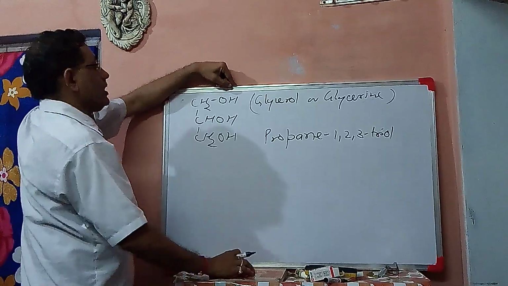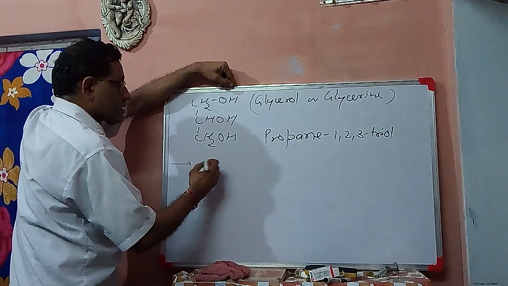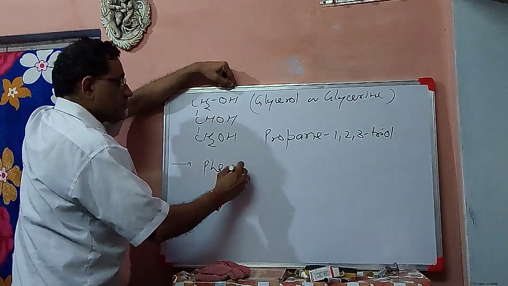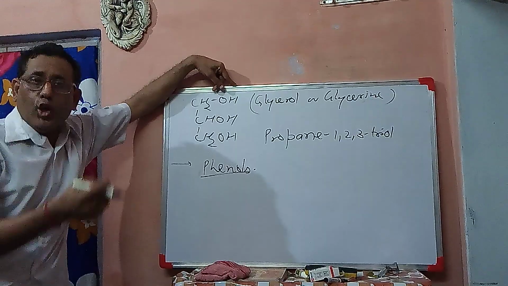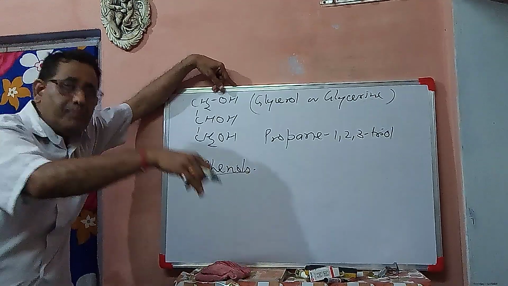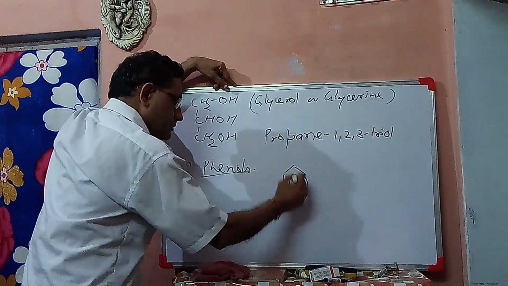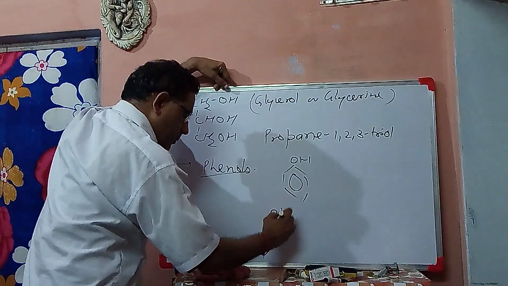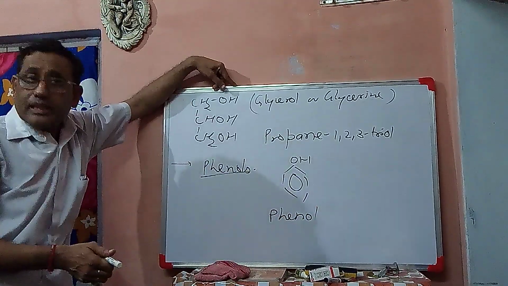Now we go for phenols. Clear? Phenols like this is phenol. ध्यान रखेंगे IUPAC नेमिंग में फिनॉल को एज ए IUPAC नेम एक्सेप्ट किया गया है. तो जैसे आपका ये कंपाउंड है, this IUPAC name is phenol. This is the IUPAC name. Clear?